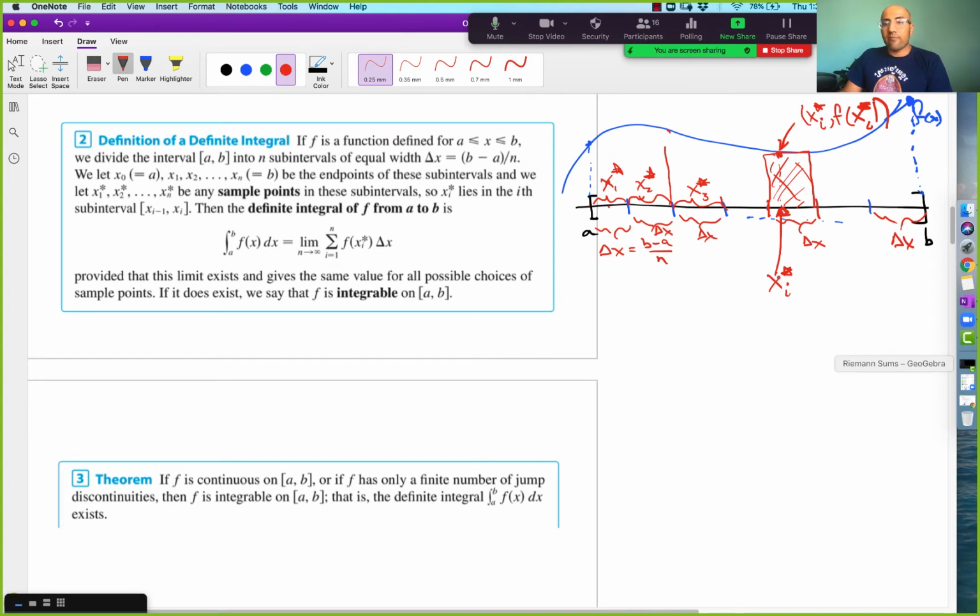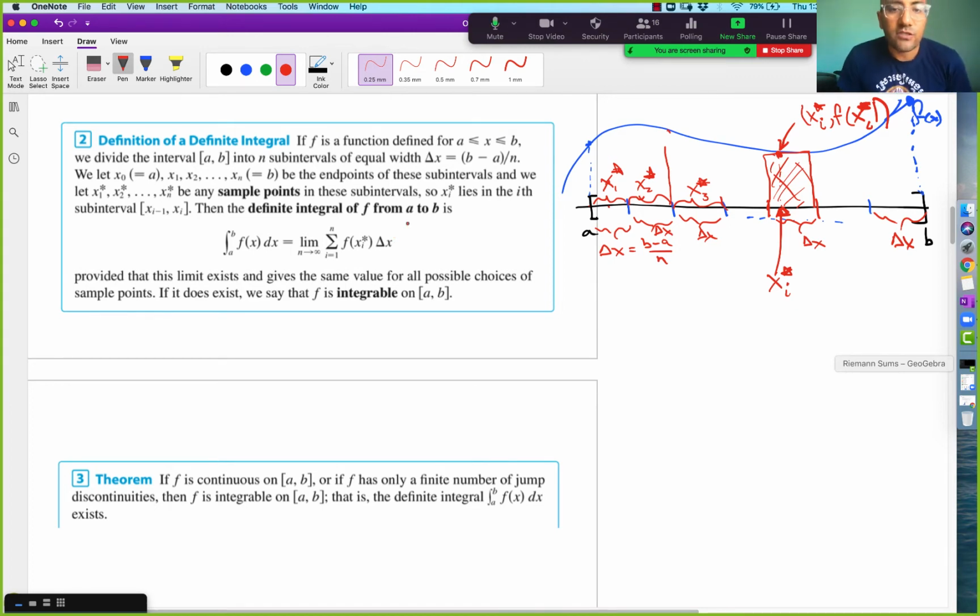Midpoints will be different from left points, different from right points, but as we let them go out to infinity, the number of rectangles go out to infinity, they will all equal the same thing. Okay, so that's everything that this is trying to tell us. This was an introduction to area underneath the curve as the Riemann sum, and then letting the Riemann sum go to infinity. Okay, so reading the whole thing.